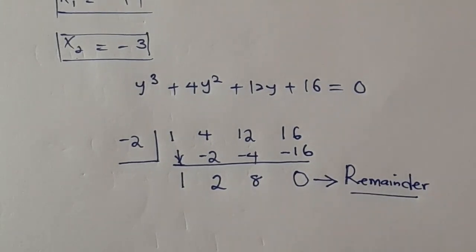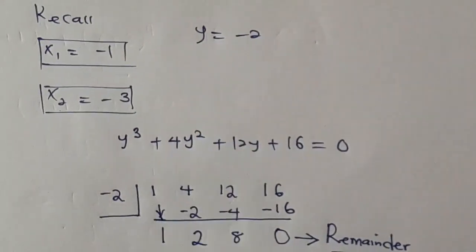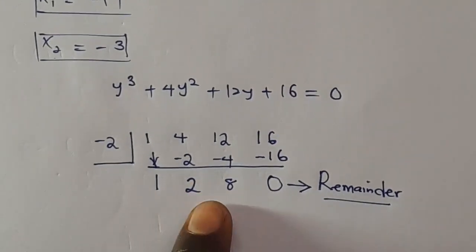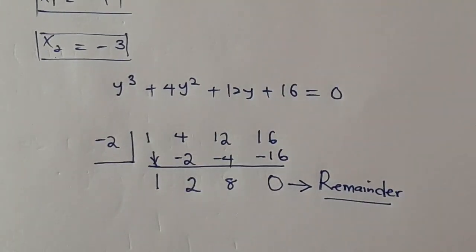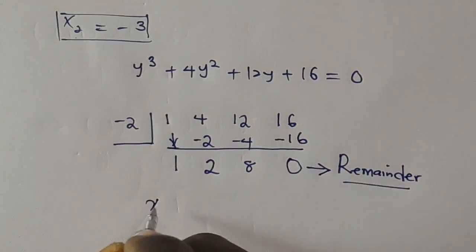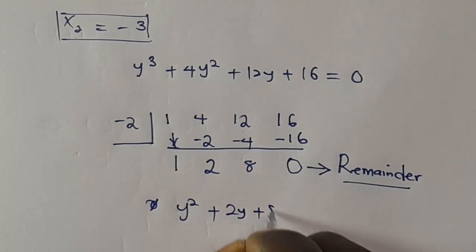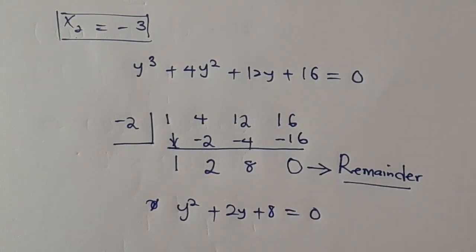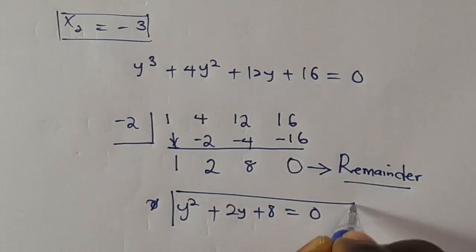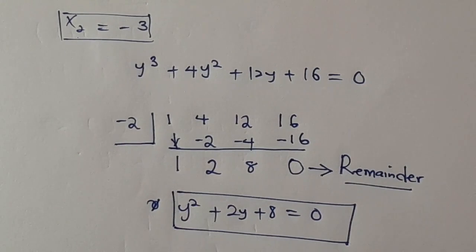Now, in this case, that means we've used the second root to reduce this root to the power 2. That means we have this one to be y squared plus 2y plus 8 equals 0. This is the new quadratic equation we have from here.